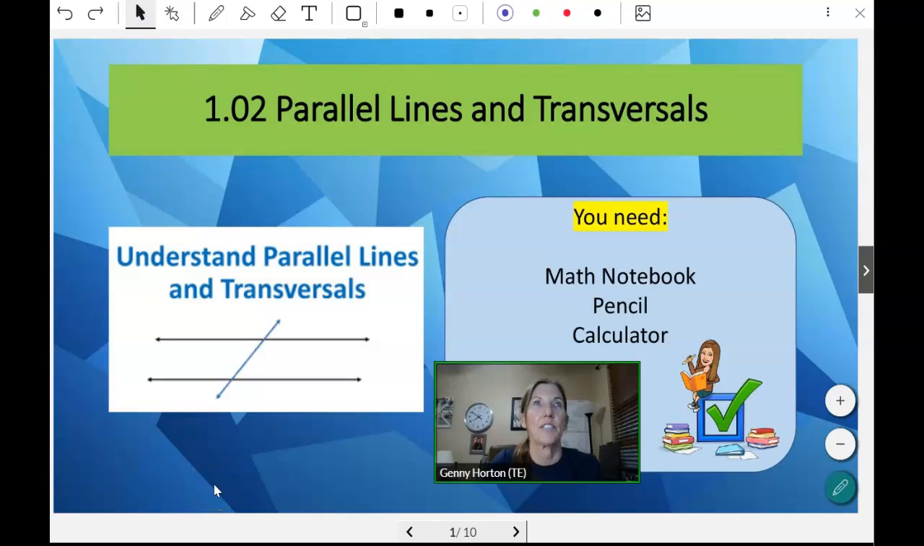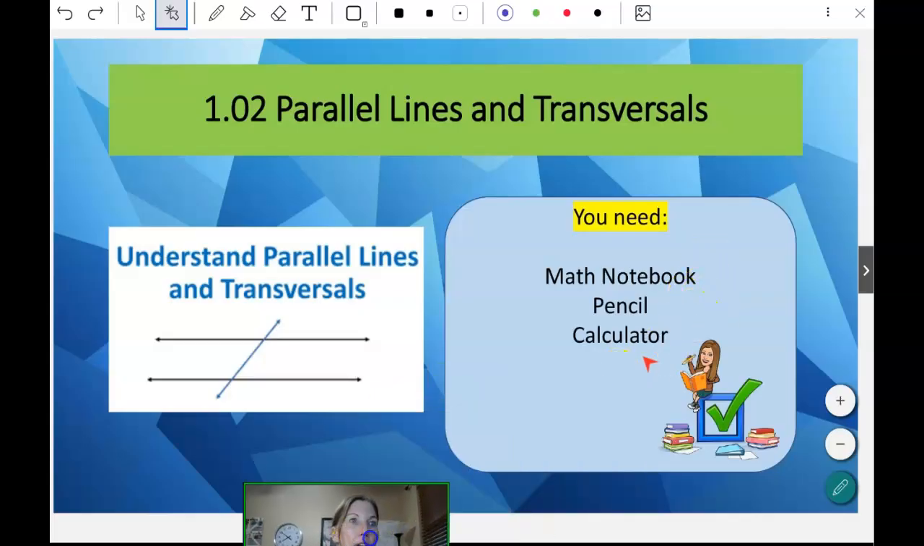All right, today's lesson is 1.02 parallel lines and transversals. Please make sure you have your math notebook to take some notes, your pencil, your calculator. It is so important that you always take notes and work out the practice problems during these sessions. All right, we'll go ahead and get started.